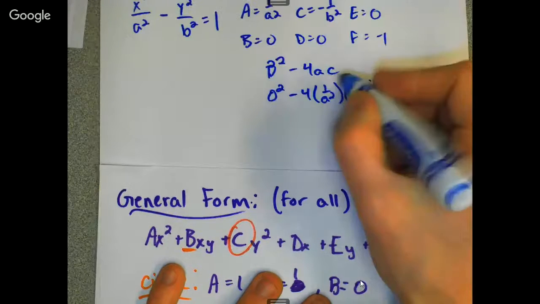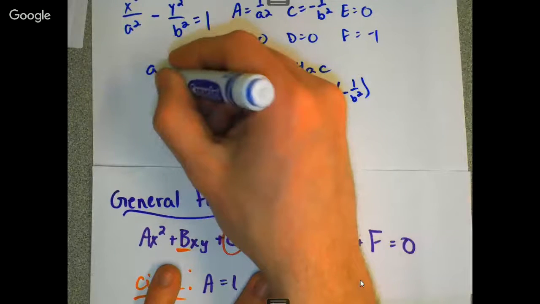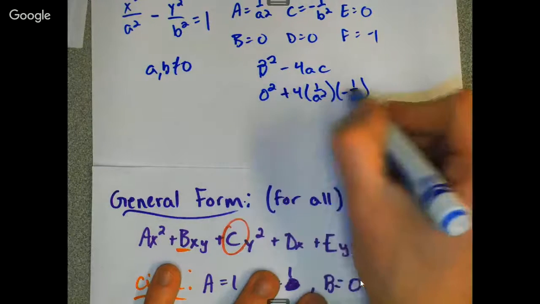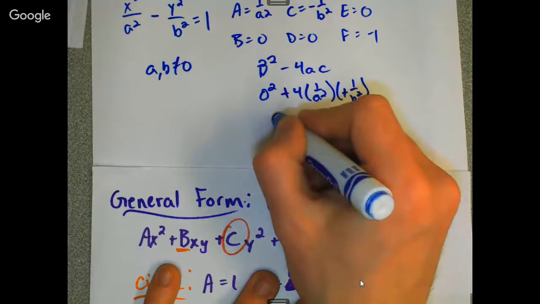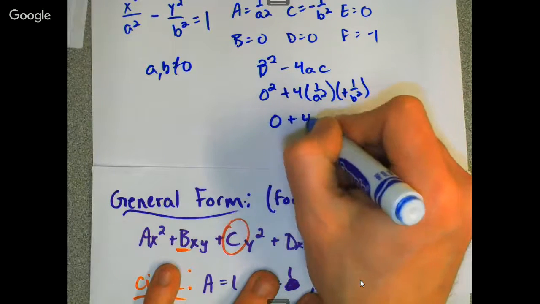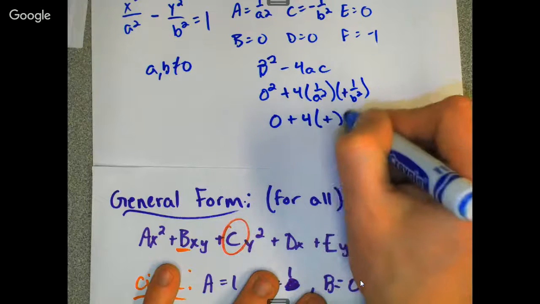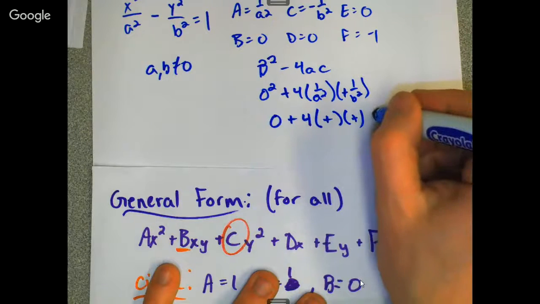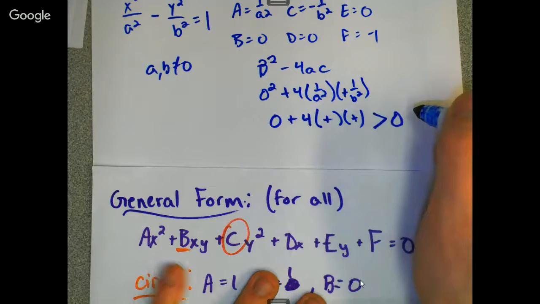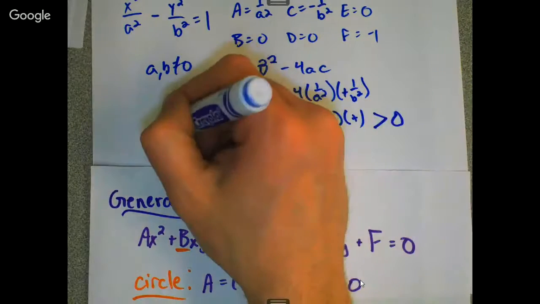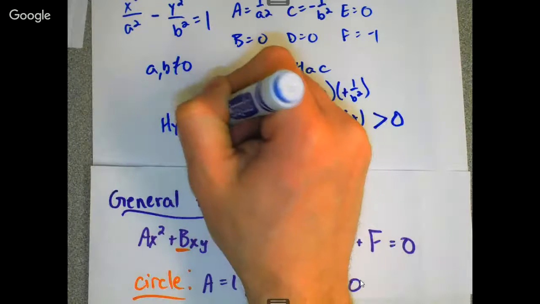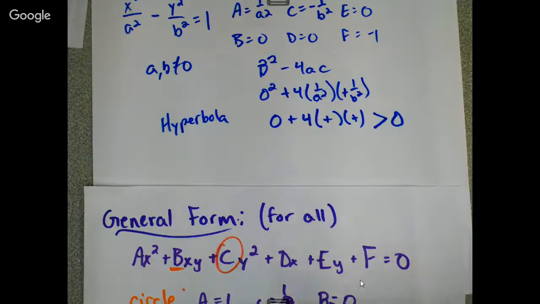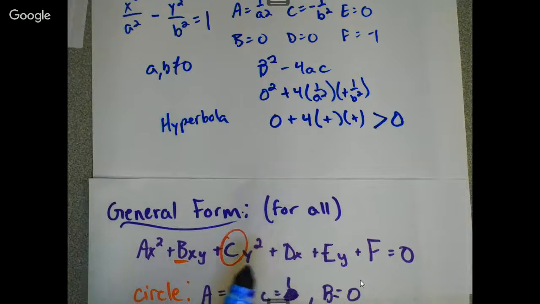Okay, again, a and b can't be 0. Now, this negative and negative, those cancel each other out, so I get positive. So this is like saying 0 plus 4 times some positive number times some positive number. No matter what you put in there, this is going to be bigger than 0. And since it's bigger than 0, it's going to be a hyperbola. Okay. Again, we will get into more detail with those.